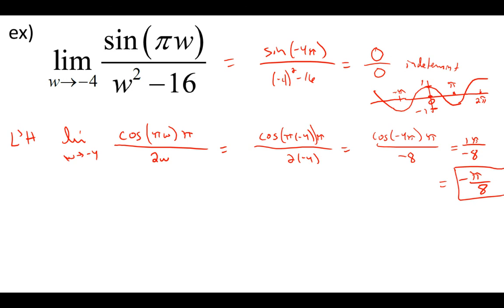You would not have been able to get that by doing some factoring. You could factor the bottom, but there's nothing to cancel out with a sine up there. So this would be the only way, other than making a table or looking maybe at the graph or something. But you need to be able to do these algebraically, and the way we do that is by using L'Hopital's rule.